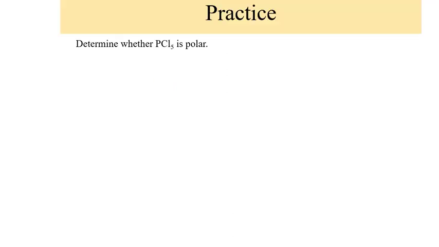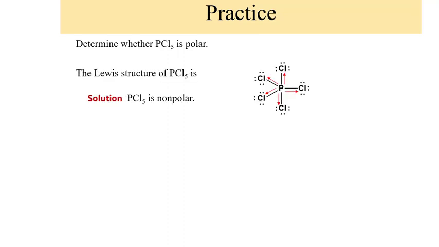What about PCl5? What if you had a question that says, determine whether PCl5 is polar? How do we solve that? Now, first of all, we need to determine if that bond is polar or not. As it turns out, the value of the electronegativity for P is 2.2, for chlorine is 3, so those bonds are all polar. The next thing we need to do is draw the Lewis structure. So you can see the Lewis structure there.